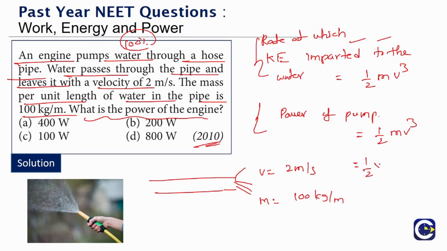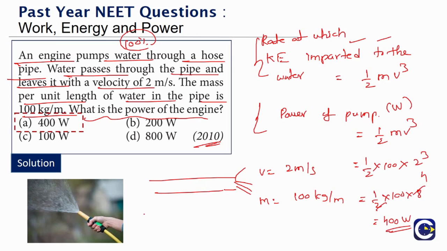So what is it? Half into small m, which is 100. Everything is in the SI system, so power is going to come in the SI unit, watt, into V cube, which means 2 cube. So half into 100 into 8, that will be what? 2 ones are 2, 2 fours are 8, that is 400 watt, which is our option A. Now in some cases what might happen is the water pump might not be operating at 100% efficiency.